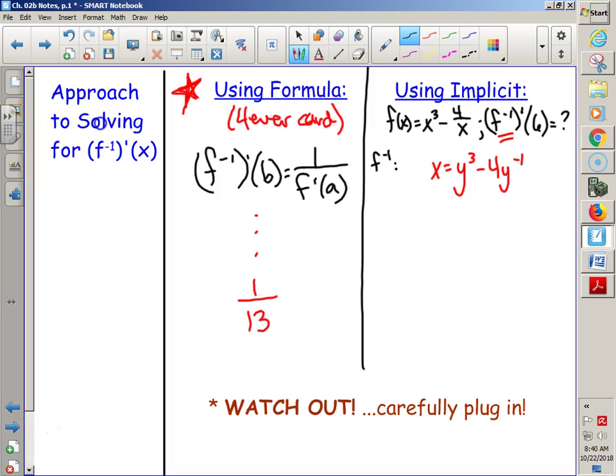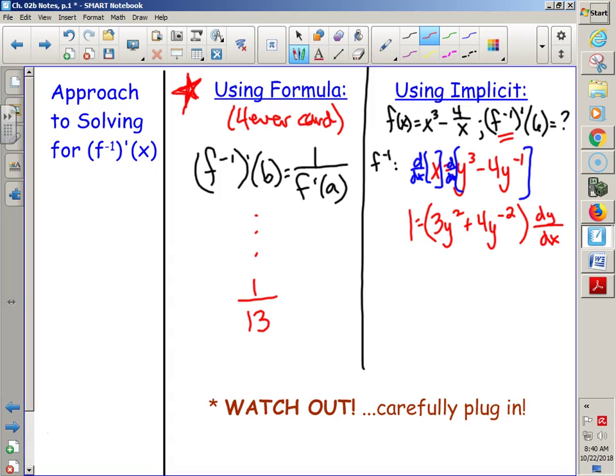inverse. And as soon as you switch the x and y, you can say, oh, hey, I don't care that x's and y's are switched. I don't need to get y by itself, which would actually be impossible. Let's just take a derivative. And so you could go ahead and say 1 is equal to 3y squared plus 4y to the negative 2, but don't forget both of them needed y primes.